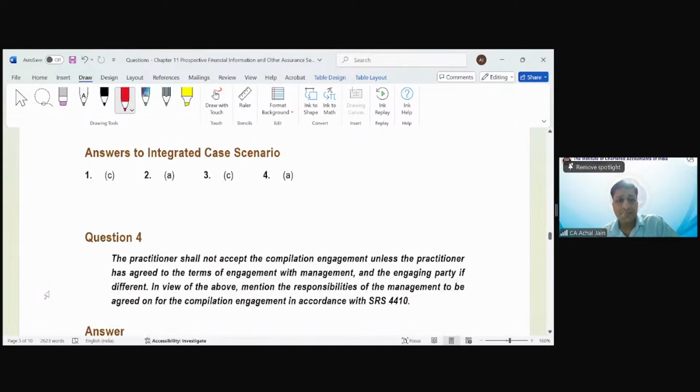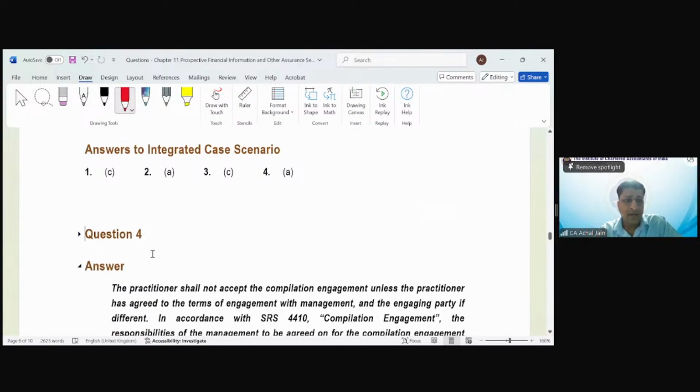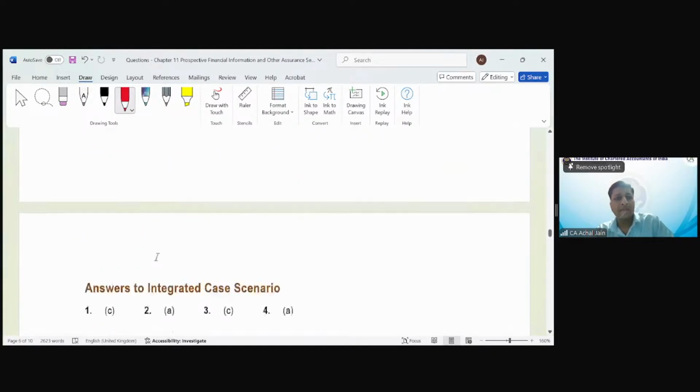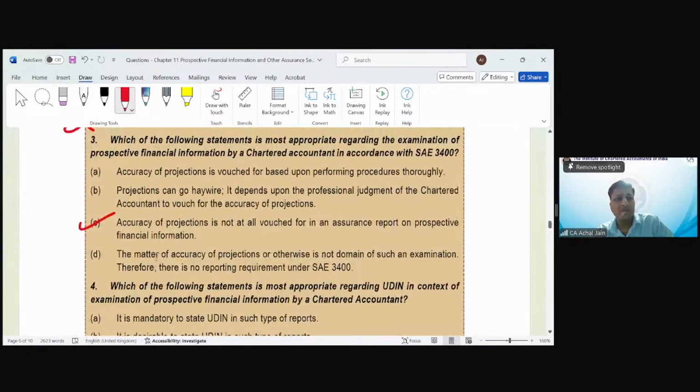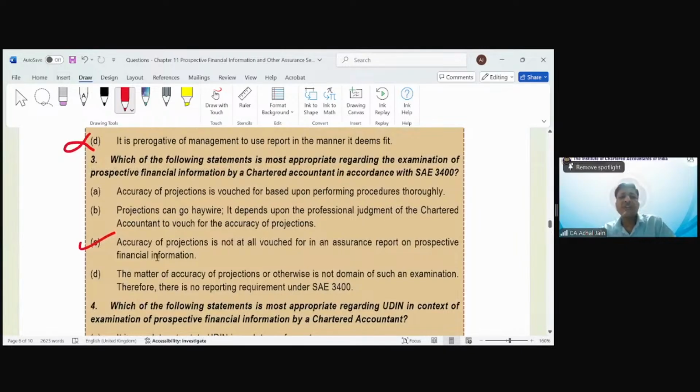My query is on question number 3. In option B, the projection can go haywire. What is meant by this, sir? The projection can go haywire means? Let me just get on to this option. Projections can go haywire means a lot of changes may occur. So they may go anywhere. Okay.